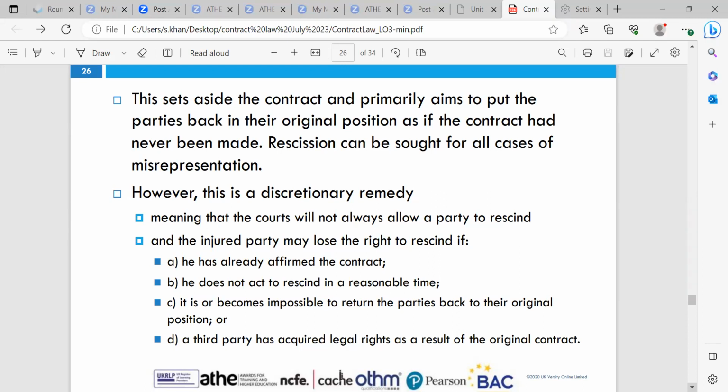Rescission can be sought for all cases of misrepresentation. However, this is a discretionary remedy, meaning that the courts will not always allow a party to rescind, and the injured party may lose the right to rescind if A, he has already affirmed the contract, B, he has not acted to rescind the contract in a reasonable time, C, it is or becomes impossible to return the parties back to their original position, or D, a third party has acquired legal rights as a result of the original contract.